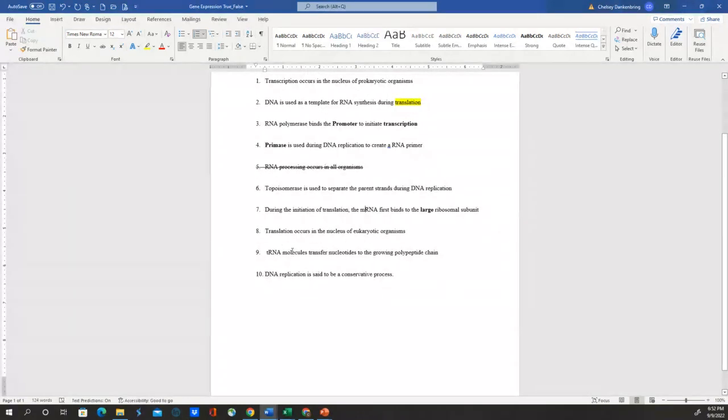Okay, number 9, transfer RNA molecules transfer nucleotides to the growing polypeptide chain.